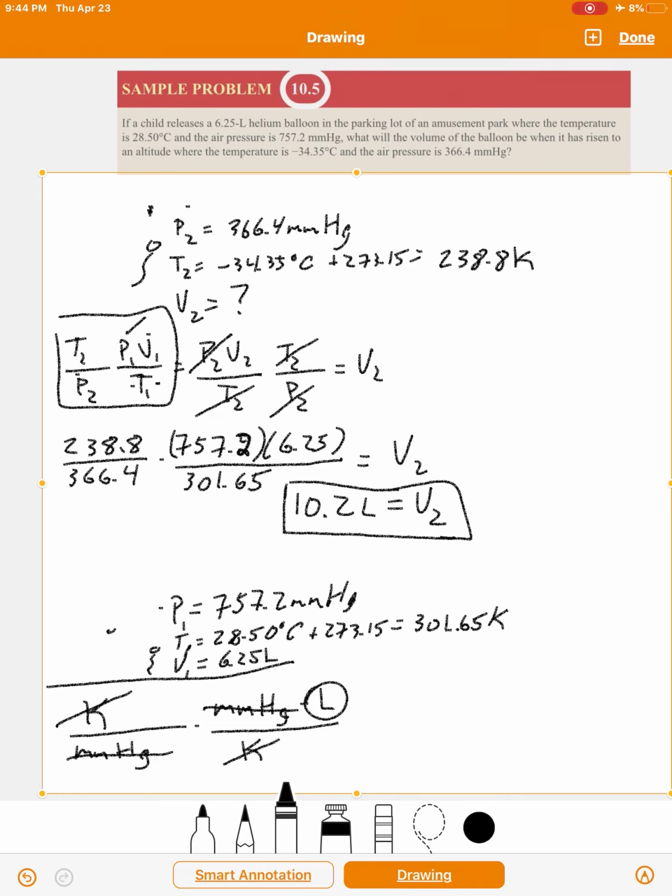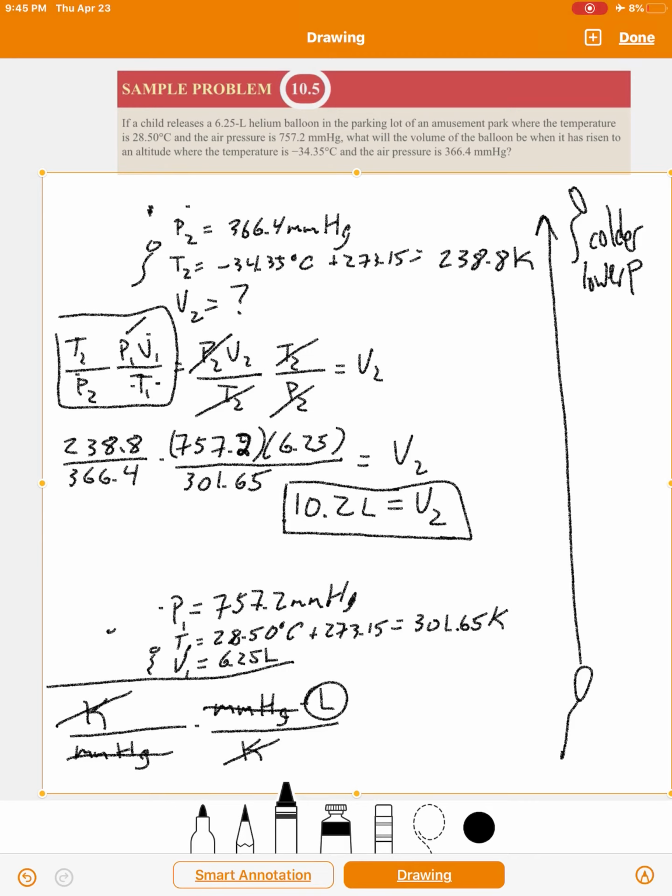So in other words, this is what's happened. The balloon went up to a high altitude where it was colder and lower pressure. By getting colder, it should have gotten smaller, but by going to lower pressure, it should have gotten bigger. Well, it started at 6.25, it went up to 10.2. That tells us that the pressure was a bigger factor, because it got bigger. The lower pressure made the balloon get bigger.